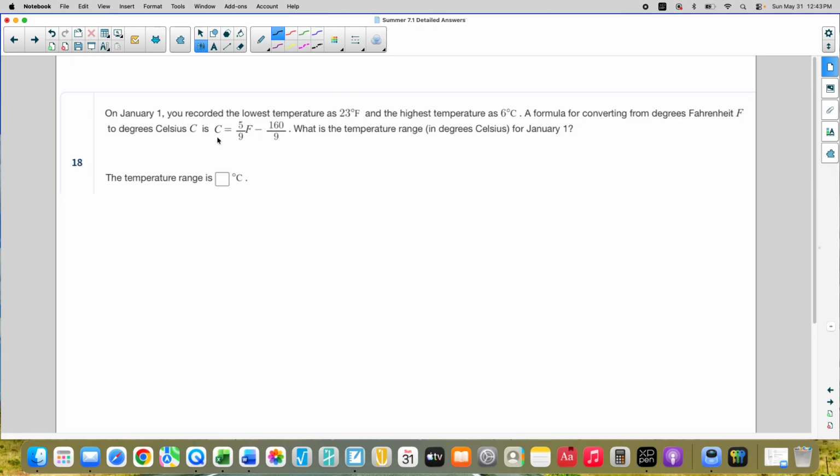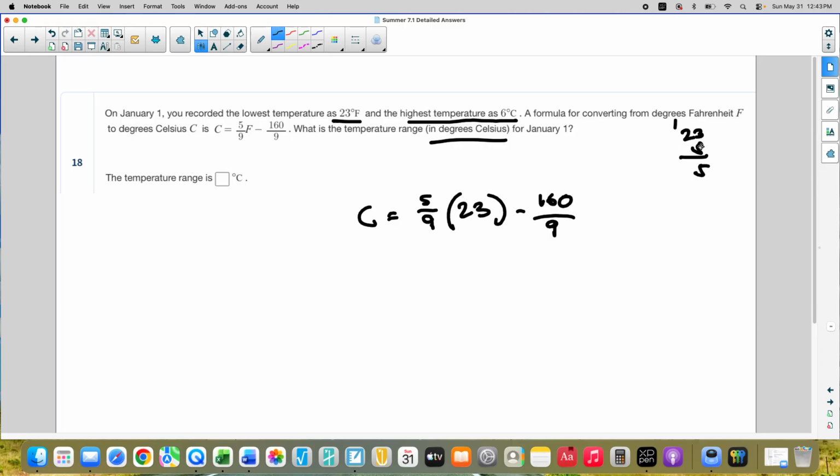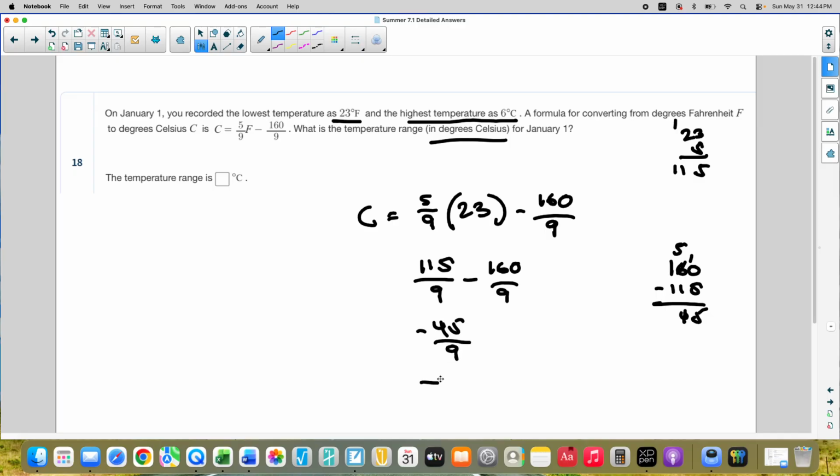So we need to convert this Fahrenheit to Celsius because it wants to know in Celsius. We have our highest temperature, and now we have to calculate our lowest, which is in Fahrenheit. So we're going to plug that in. C equals 5/9 times 23 minus 160 over 9. So we got 5 times 23, 115, 9ths minus 160, 9ths. So we got 160 minus 115, which gives us 45, negative 45, because you have more negative 9ths than positive 9ths. So this gives us negative 5. So the temperature is negative 5 degrees Celsius.